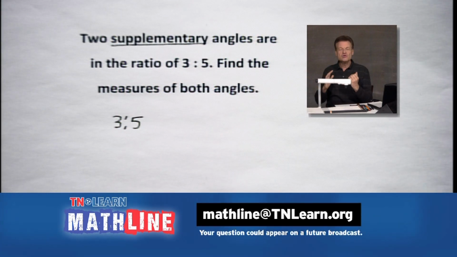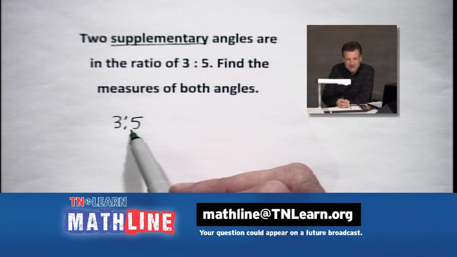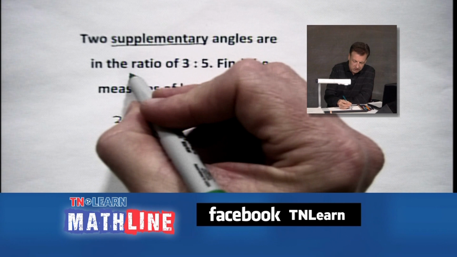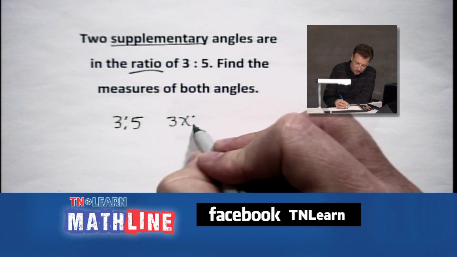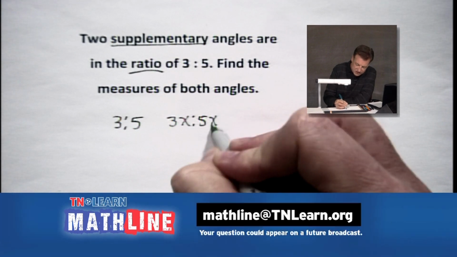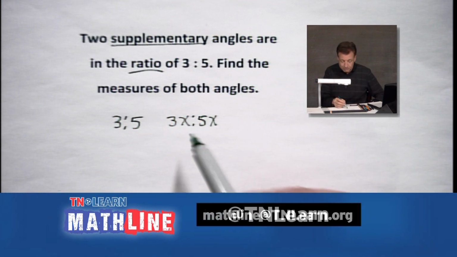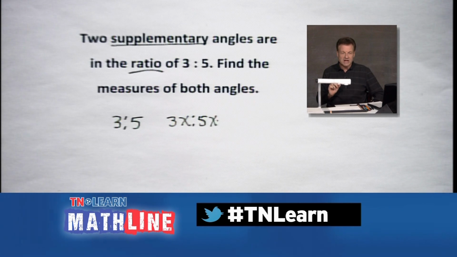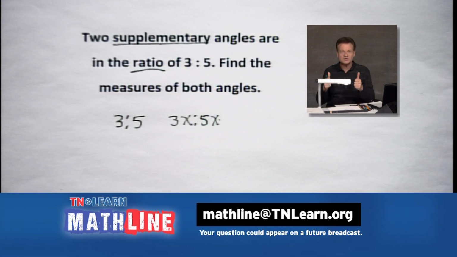Now, when I don't know what degrees I'm looking for, what I have to do is think about it, and ratio implies that I'm going to multiply the 3 by some number, and I'm also going to multiply that 5 by the same value. I don't know what it is, so I'll call it x, I can call it n, y, whatever, but these are going to be multiplied by the same value. So let's think about it. Two supplementary angles, 3x and 5x. These are going to be our two angles right there. 3x is going to represent the smaller one, and 5x will represent the larger one.